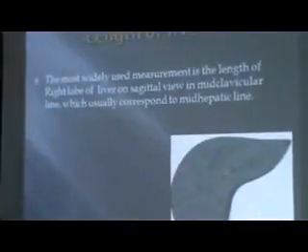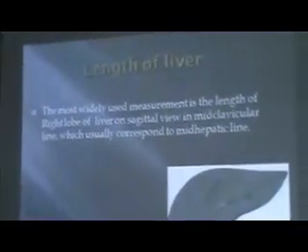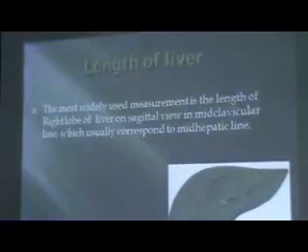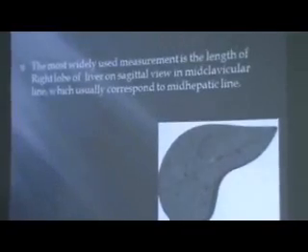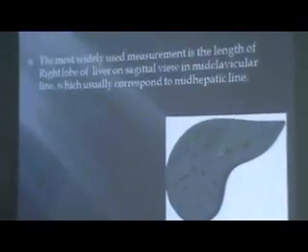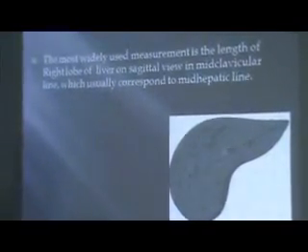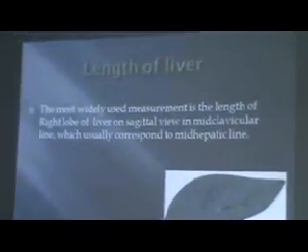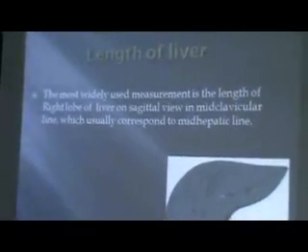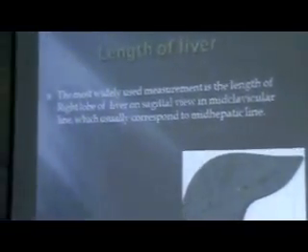The most widely used measurement is the length of the liver, the length of the right lobe of the liver, which is taken in sagittal sections at the mid-clavicular line. As we all know, we take our longitudinal sections by putting the probe at the mid-clavicular line below the subcostal margin. We angulate the probe upwards and take a section where we can see both the superior edge as well as the inferior edge of the liver.